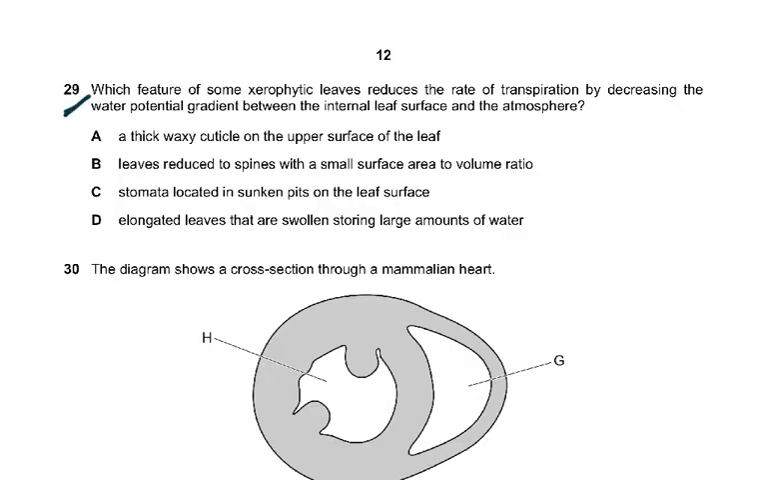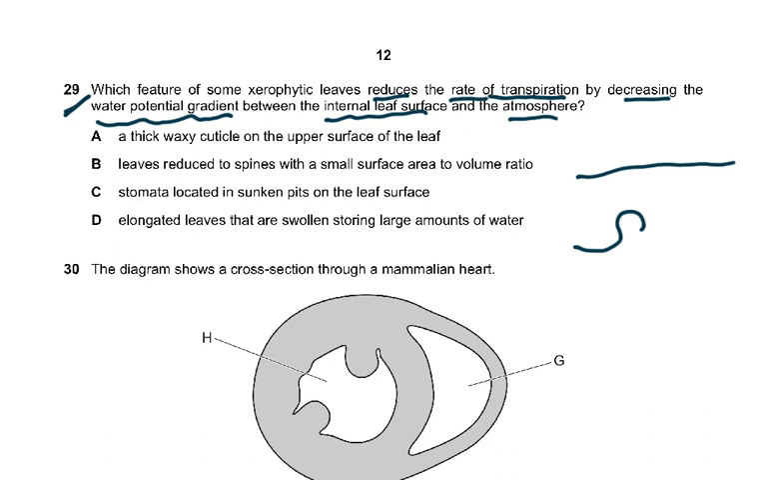Now coming to question number 29, which feature of some xerophytic leaves reduces the rate of transpiration? Reduces the rate of transpiration by decreasing the water potential gradient between the internal leaf surface and the atmosphere. So we have a xerophytic leaf. Now the stomata are present here.